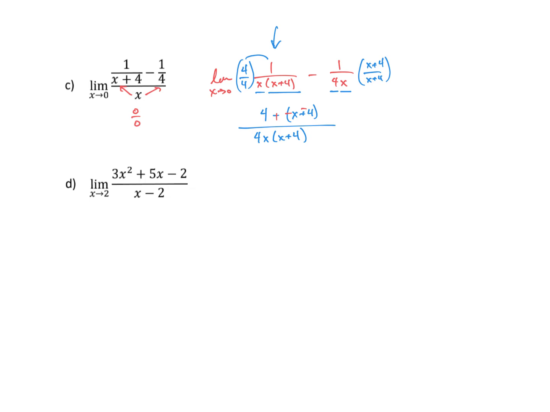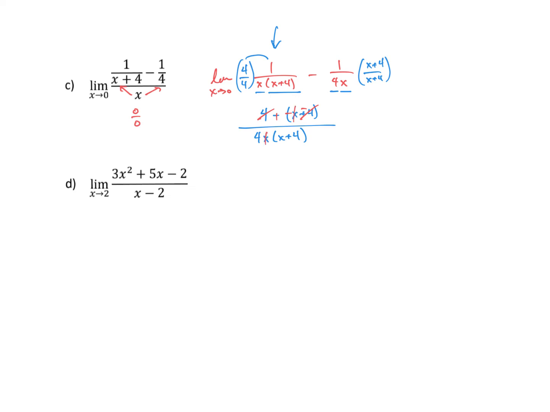Because what happens to the 4s? They cancel out. So that's really cool. And then I have negative x in my numerator right now. Well, can anything else happen? I could bring out a negative 1. But right now I end up having this negative x over 4x times x plus 4. We can actually cancel out these x's. So now I'm going to cancel out those x's.